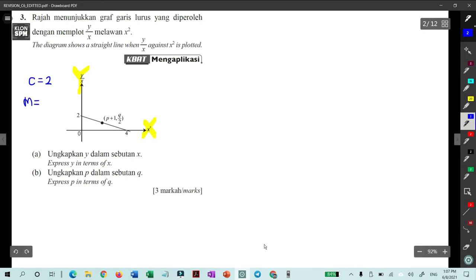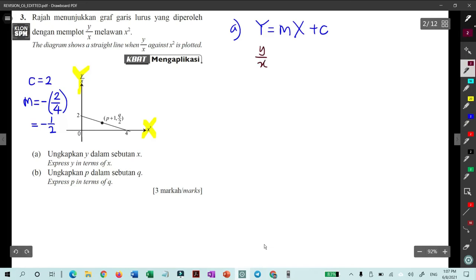And then the gradient, again, we're going to use the same formula. Gradient is equal to negative y-intercept divided by x-intercept. So it's negative 2 over 4, which we can simplify to negative 1 over 2. Of course, you also can write negative 0.5. So first thing, capital Y is equal to m capital X plus c. So what is capital Y? It's y over x. So I'm going to put y over x equals m, negative 1 over 2, capital X is actually x squared, and then plus c is 2.